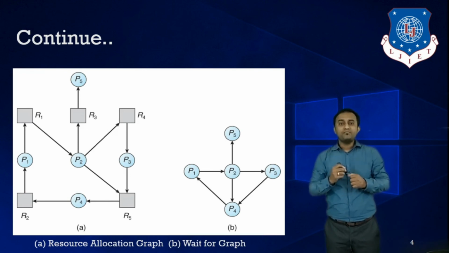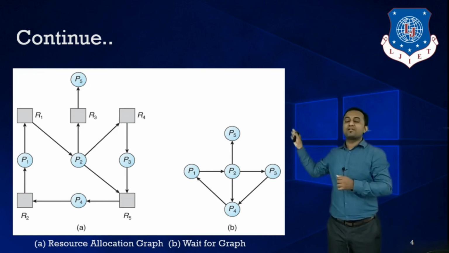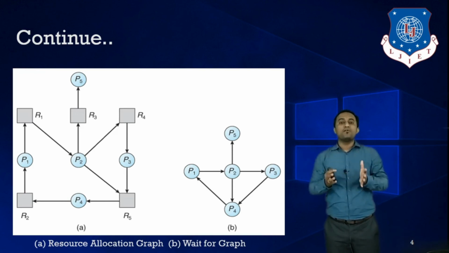In the same way, P2 is requesting resource R3, but R3 is already acquired by process P5. So ultimately we can say that process P2 is waiting for P5. In this way you can construct the wait for graph.